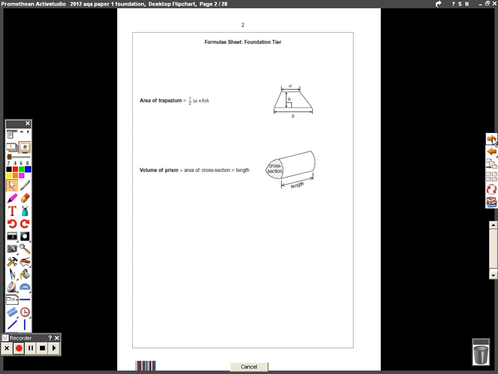Two formulas on the paper: area of trapezium might be useful. It's half the sum of the parallel sides multiplied by the perpendicular height, the height straight up. The volume of a prism, area of cross-section, times the length. The prism shape is like a loaf of bread, it's the same shape all the way through.